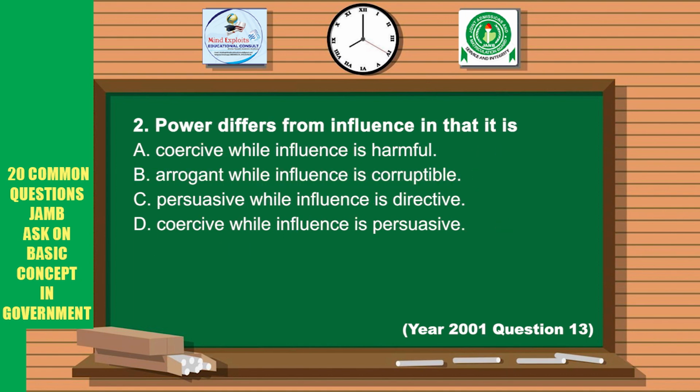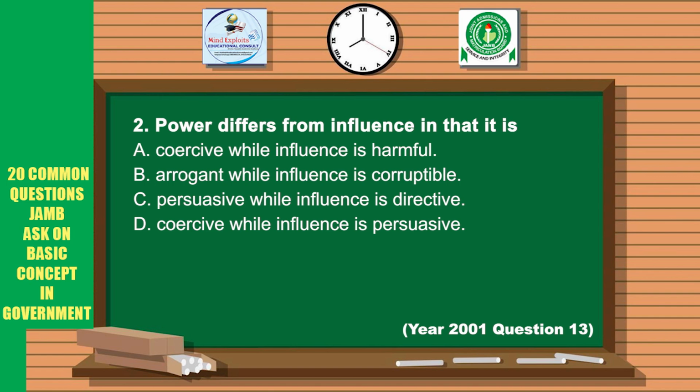Let's go to question number 2, asked in year 2001, question 13. Power differs from influence in that it is A. coercive, while influence is harmful. Yes, power is coercive, but influence is not harmful. So that is not the right answer. B. Arrogant, while influence is corruptible. This is not an answer at all. C. Persuasive, while influence is directive.